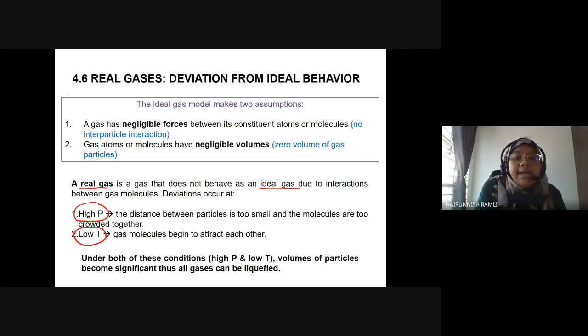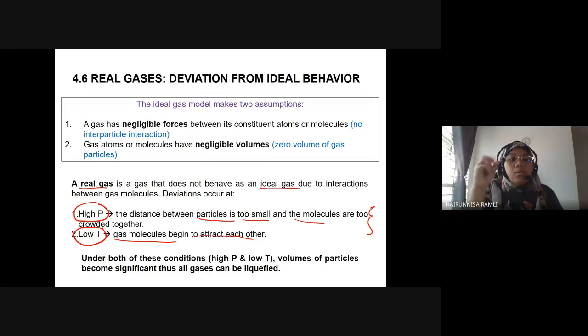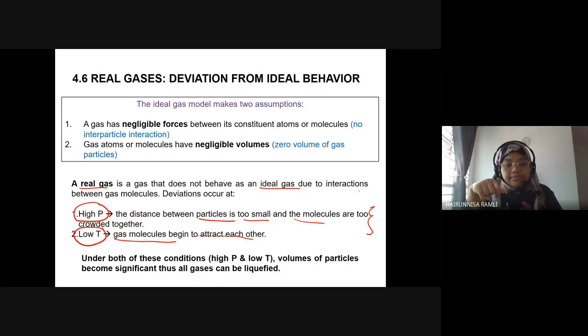Okay, so at high pressure, the distance between particles is too small and the molecules are too crowded together, while for low temperature, the gas molecules begin to attract each other. So both this one, I will explain in details later. Okay, so at this slide, the main thing that I want you to know is the ideal gas is no longer ideal when it undergoes high pressure or at low temperature. So at both this condition lah.